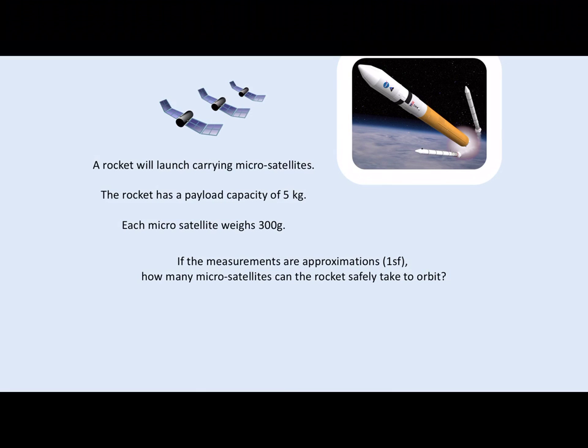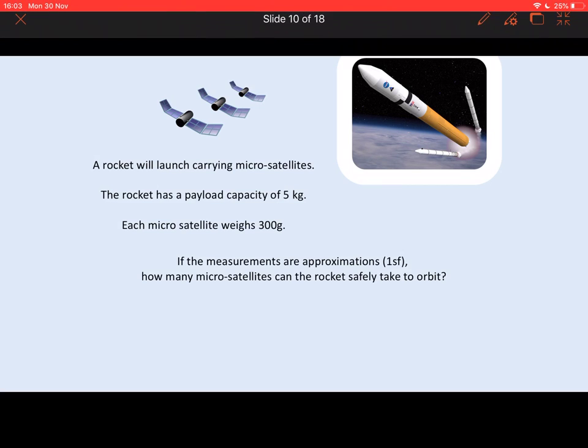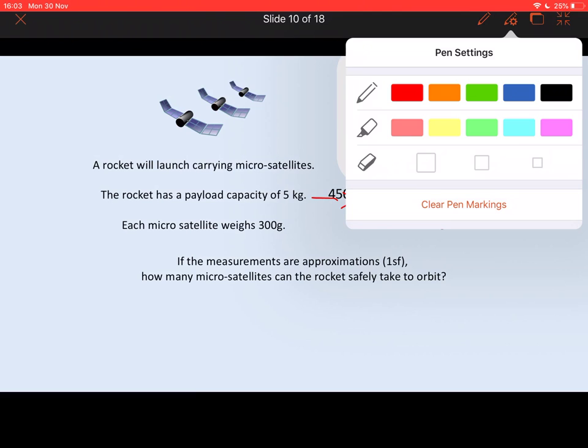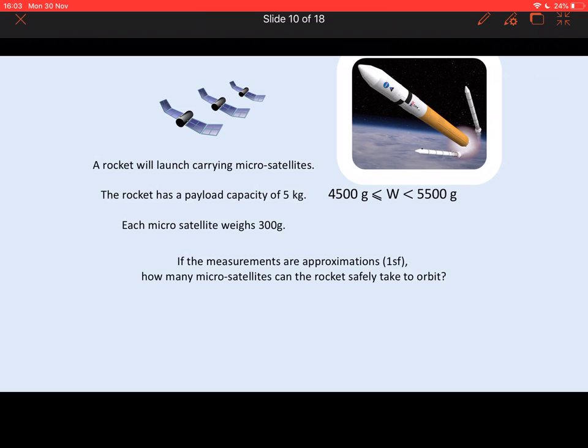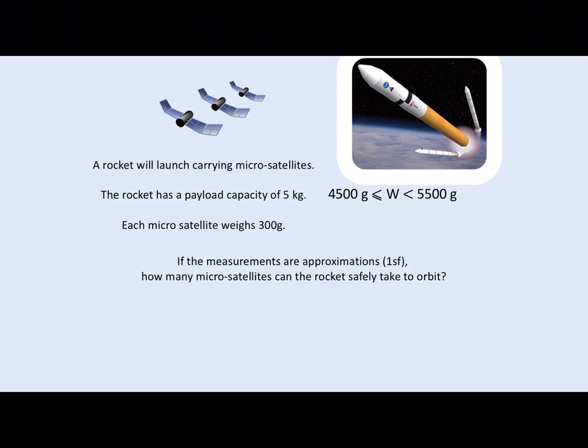Now, in a situation like this, where you've got a rocket carrying microsatellites, the rocket has a payload of 5 kilograms, and each microsatellite weighs 300 grams. So I'm just going to change this 5 kilos to 5,000 grams. Because of that, if it's the nearest one significant figure, my error interval is going to be between 4,500 and 5,500. And likewise for the satellite, it's going to be that.